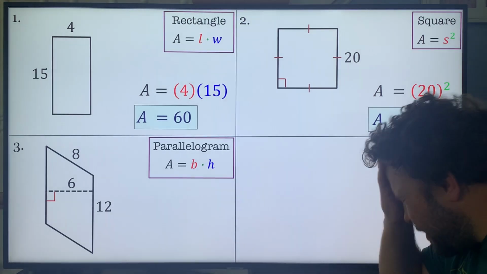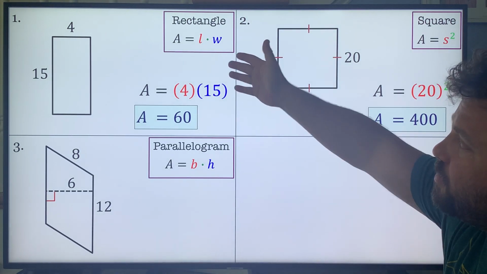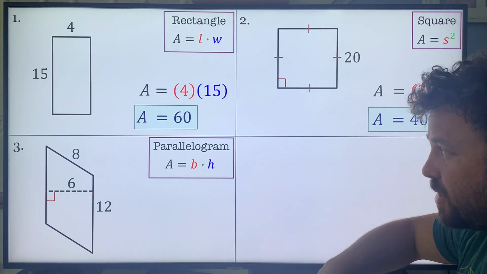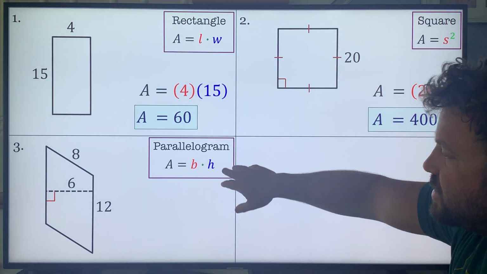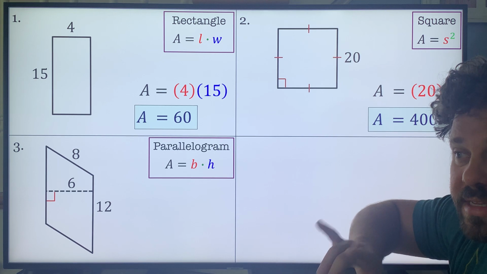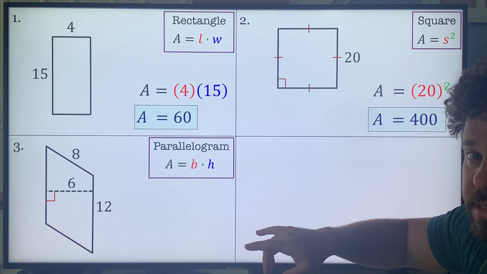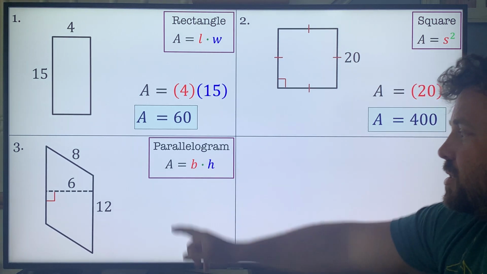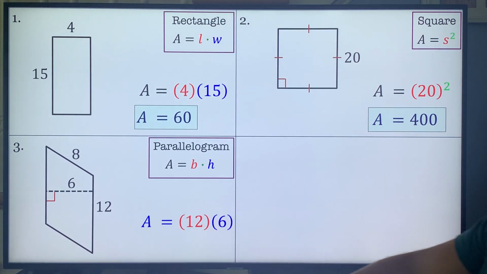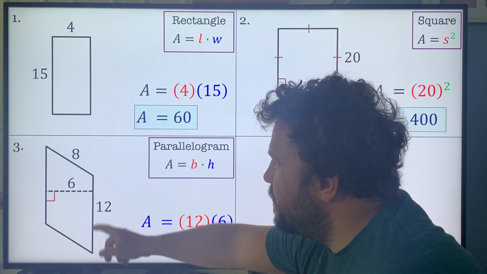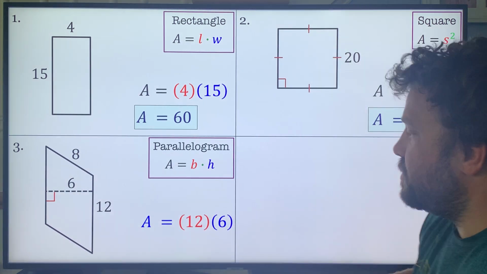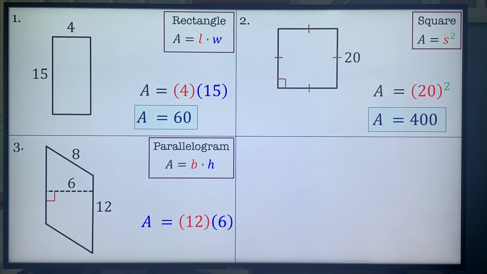Number three, parallelogram. Parallelogram has pretty much the same area as a rectangle, because a rectangle is a parallelogram, but instead of length times width, it's base times height. And remember, the height is the distance between the two parallel bases, and it makes a right angle with each one of those parallel bases. So in this case, it is 12 times 6. My base is 12, and my height is 6. This 8 is just a slant length. That doesn't help us at all. So 72.